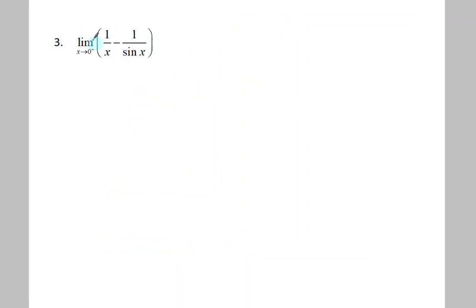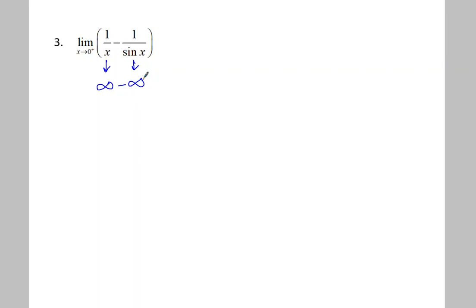Three, limit as x approaches 0 from the right of 1 over x minus 1 over sine x. Plugging in 0, 1 over a number getting very small becomes very big, so the limit of 1 over x is infinity. Sine of 0 also is approaching 0, so 1 stays 1 while the denominator gets small, and therefore this limit is also infinity, and we end up with infinity minus infinity, another indeterminate form of the other type.